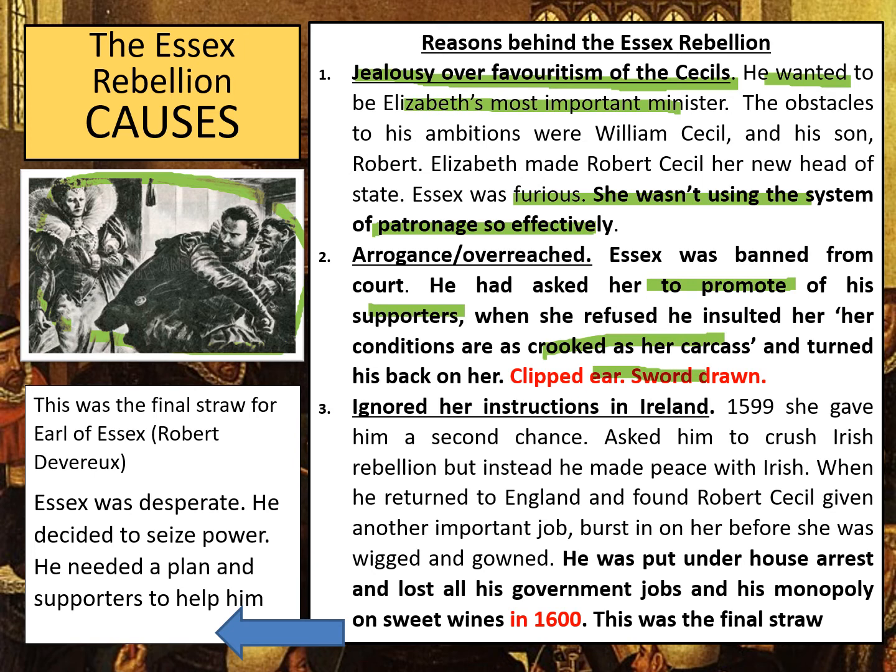Now, he didn't return to court until 1599, when Elizabeth gave him a second chance after William Cecil had died. So he comes back to court in 1599. Elizabeth gave him another chance to impress her. There had been a rebellion that had been started in Ireland by the Earl of Tyrone, which had broken out, and so Essex was ordered to go and defeat the rebels. He landed in Dublin in 1599 with 17,000 English soldiers, but against the Queen's orders, he made peace with Tyrone.